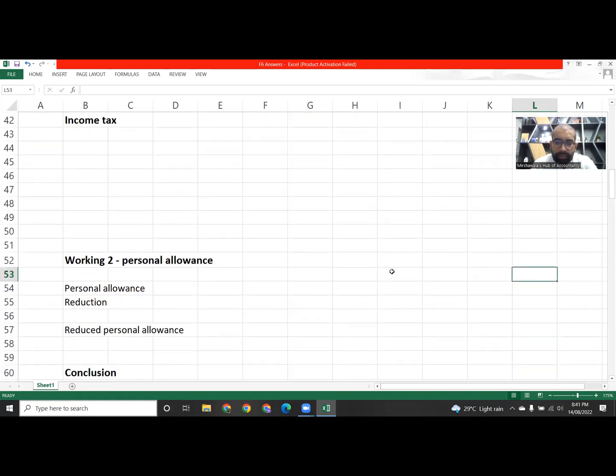See, your ANI is 105,000 less income limit. Income limit is 100,000. How much is the excess? Excess is 5,000, and you know you have to divide this excess by 2.